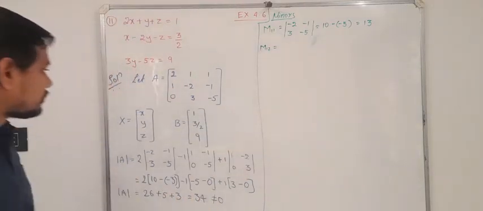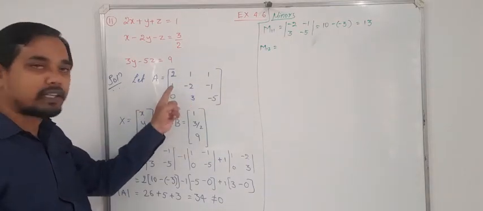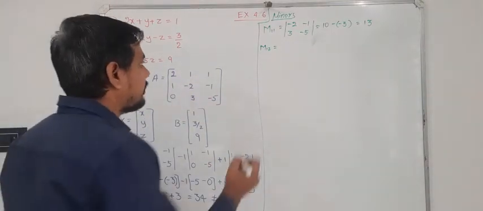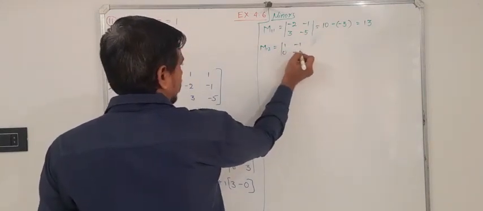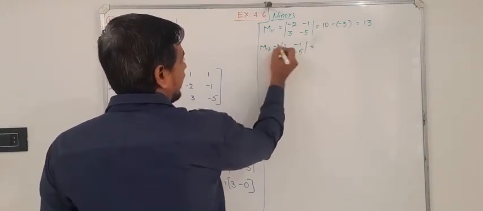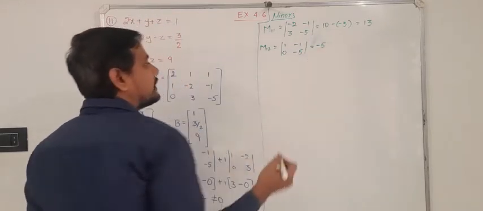M12. M12 is minor of A12, leaving this row and this column. What is the determinant left? 1 minus 1, 0 and minus 5. So what will be the value? 1 into minus 5 is minus 5.